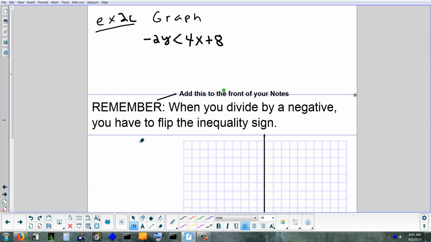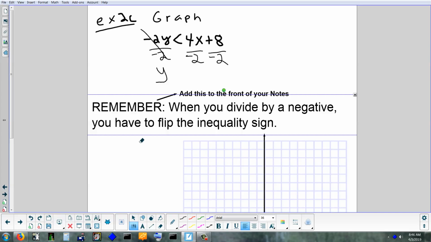Divide all the numbers by -2. So I'm dividing by -2. The whole reason why I did it was to get y by itself. There's my y. I'm going to skip over the sign and leave a little space for it. I'm going to have 4x divided by -2.